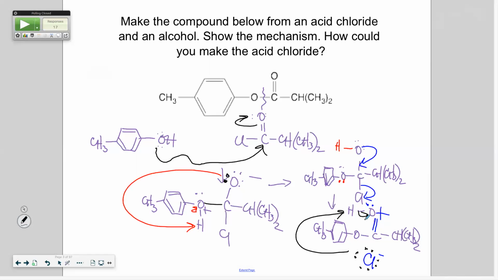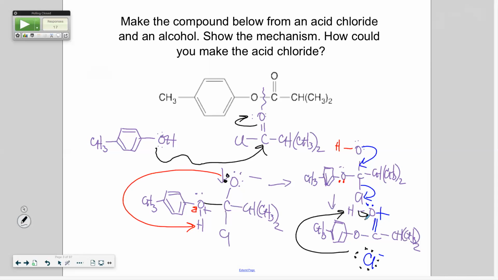Would that be a synthesis? Would that could be, yeah. Yeah, synthesis and mechanism. Oh, how could you make the acid chloride? We didn't do that. Elysian Fields. I have no idea where Elysian Fields is.